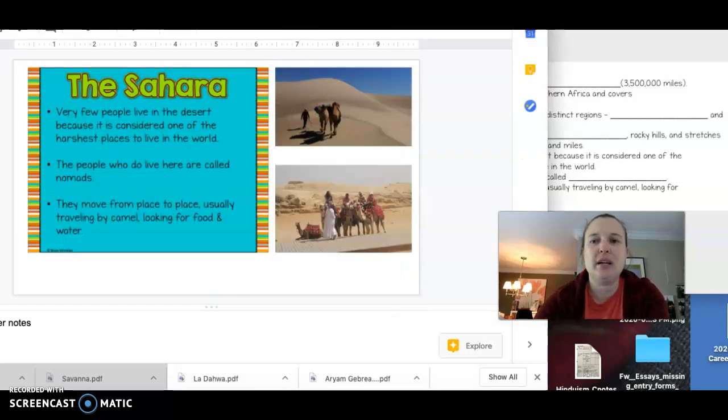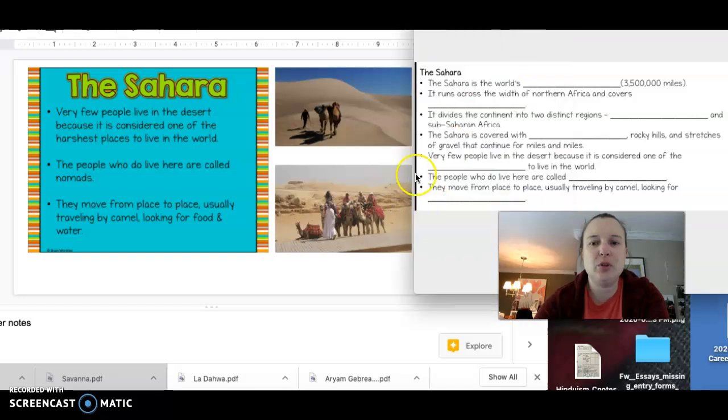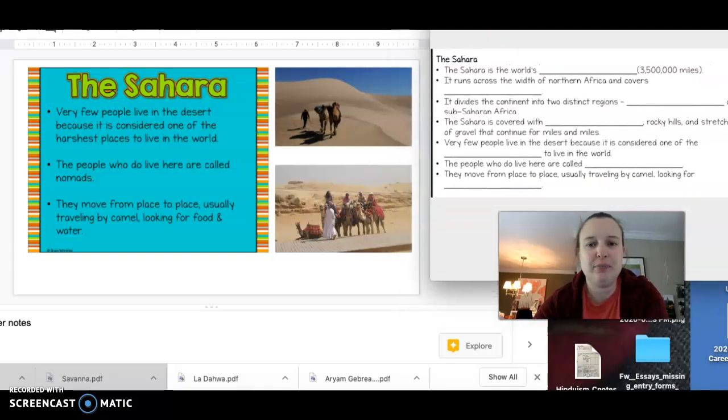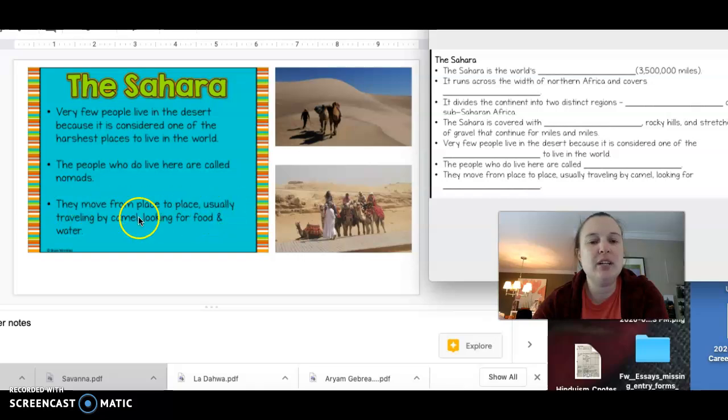Okay. Continuing with the notes, the bullet we're on is this one, very few people. Very few people live in the desert because it's considered one of the harshest places to live in the world. The people who live there are called nomads. Nomad is a vocabulary word, and it means people who move from place to place. That's why I put these pictures here. They move from place to place, usually traveling by camel and looking for food and water.